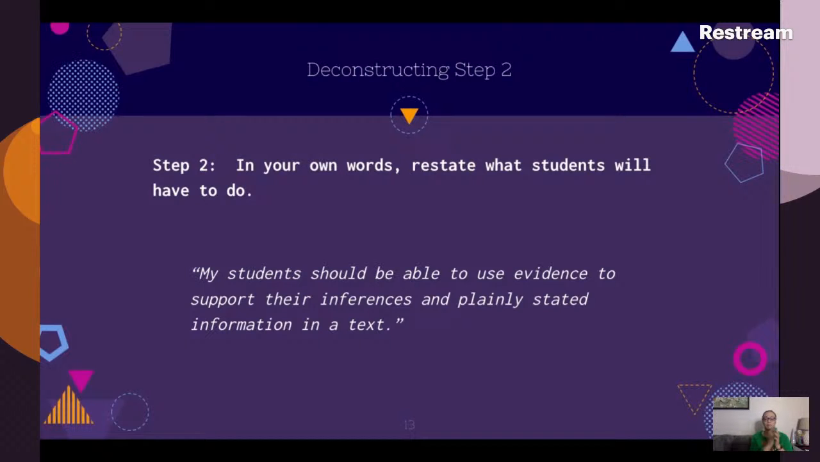So as I think about that behemoth standard that I read, when I looked at it, I thought, okay, if my students can accomplish this standard, they should more than likely be able to use evidence to support their inferences and to be able to support just plainly stated information in a text. Okay, so this is a no pressure thing. When you're restating this in your own words, you don't have to be married to the jargon. Just whatever it is you think this would realistically look like. And this is going to help you make sense of what that looks like.